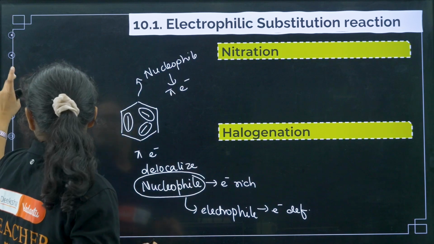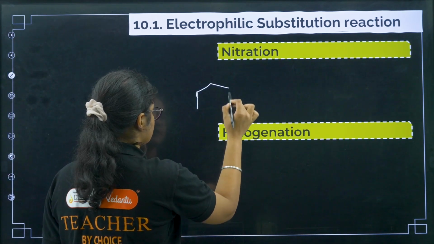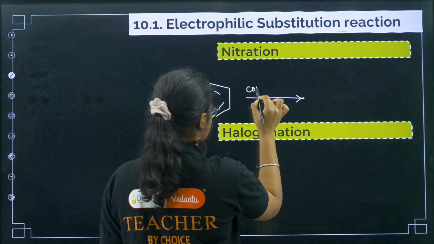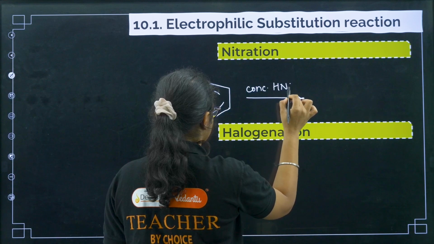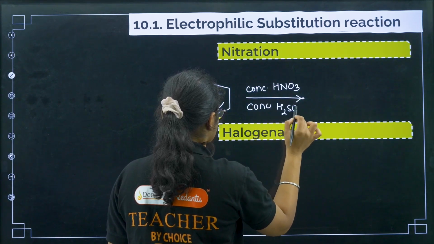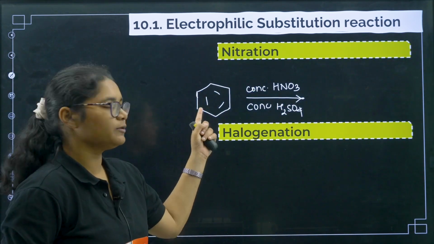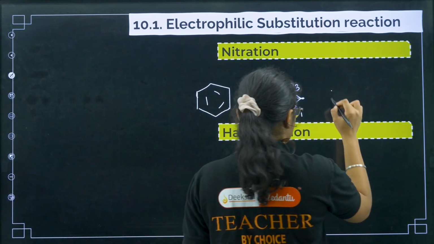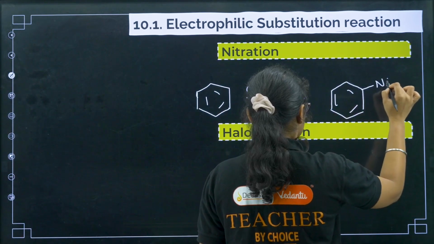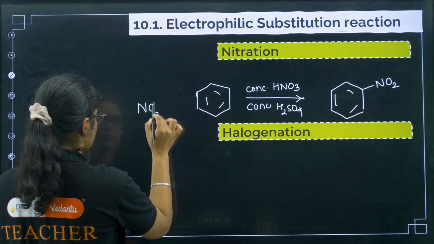Okay, so let me now tell you nitration. If I have benzene and if I take the reagent concentrated HNO3 and concentrated H2SO4, in the presence of these two reagents, what will happen? NO2 group will be attached to the benzene ring. Okay, NO2 group attaches to benzene ring, and what is the electrophile here? The electrophile is NO2 plus.